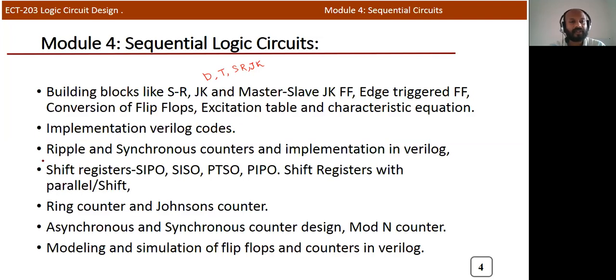After that we will discuss the application part, the applications of flip-flops or the practical circuits used, which are known as counters. Another module that we are using is registers, and again different types of counters, and finally the Verilog codes to simulate the counters. That's all about the syllabus part.